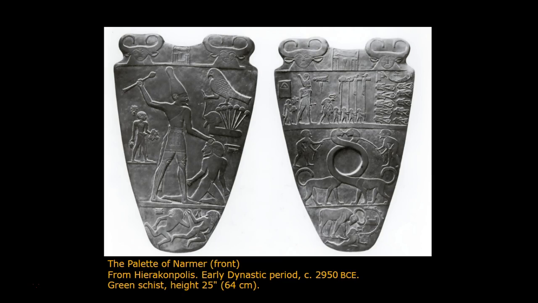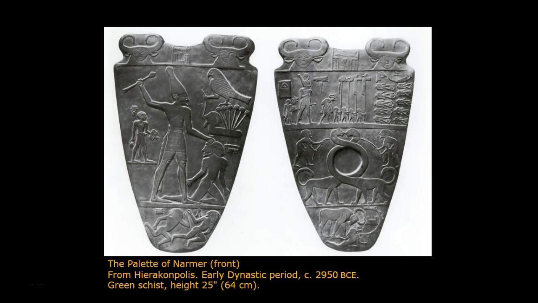Each object or element in a scene was rendered from its most recognizable angle, and these were then grouped together to create the whole. This is why images of people show their face, waist, and limbs in profile, but eyes and shoulders frontally. These scenes are complex composite images that provide complete information about the various elements.